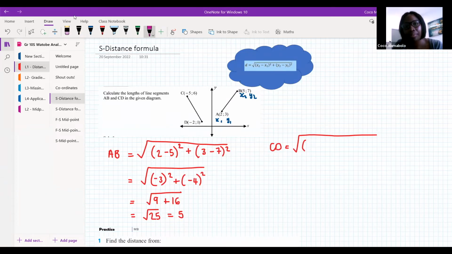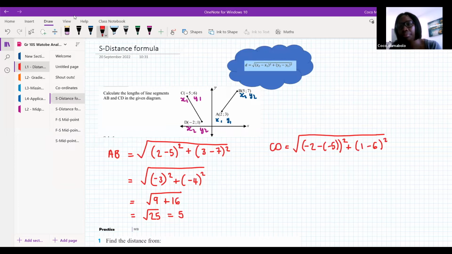So I'm going to pick this to be x1 and y1, and this one over here to be x2 and y2. Okay, so I'm going to get x2, which is -2 minus -5 all squared, plus my y2 is 1 minus 6 all squared. This is equal to the square root of -2, and then a negative and a negative will give me a positive. So -2 plus 5 will give me +3 squared plus -5 all squared.